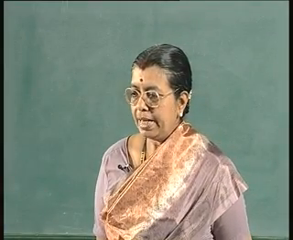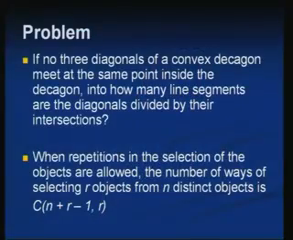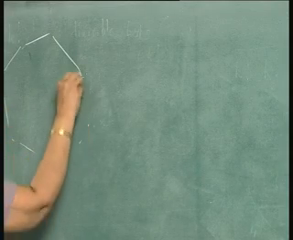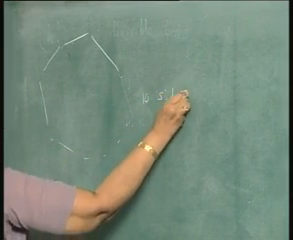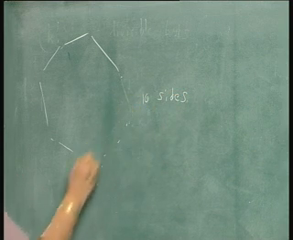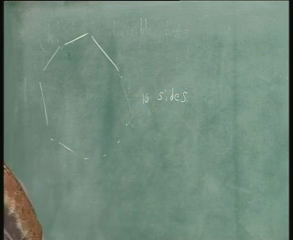If no three diagonals of a convex decagon meet at the same point inside the decagon, in how many line segments are the diagonals divided by their intersections? How do you argue it out? So, you are having a convex decagon, that is 10 sides and 10 vertices, of course. How many diagonals will it have?